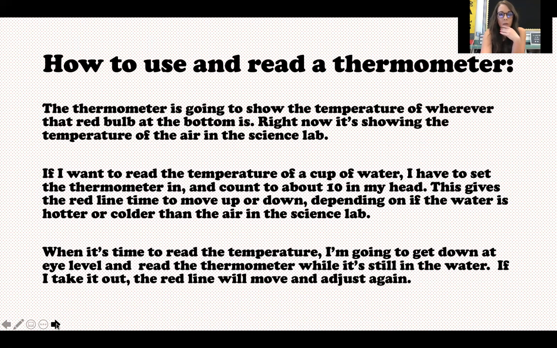To make it the most accurate, when it's time to read the temperature, I'm going to get down at eye level and read the thermometer while it's still in the water. If I take this out of the water to try and look at it up close, that red line is just going to move and adjust again, because then it's no longer telling me the temperature of the water, it's telling me the air temperature again, right? So you're going to keep it in the cup of water. And again, I'm going to show you all this in just a minute.